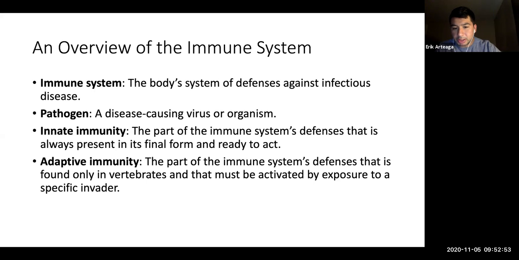The adaptive immune system is a part of the immune system of defenses that is found only in vertebrates and that must be activated by exposure to a specific invader, right? So this is going to be referring to your antibodies, okay? Your learned responses. So a part of the immunity that makes the antibodies, your B cells that eventually turn into your plasma cells that release the antibodies, your immunoglobulins into your bloodstream, okay?